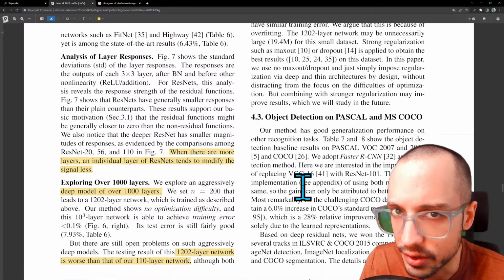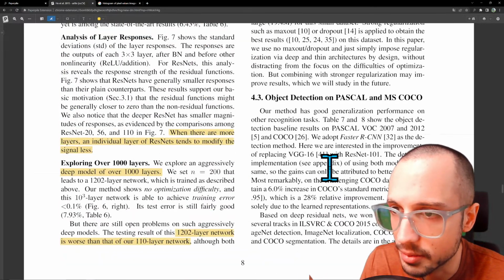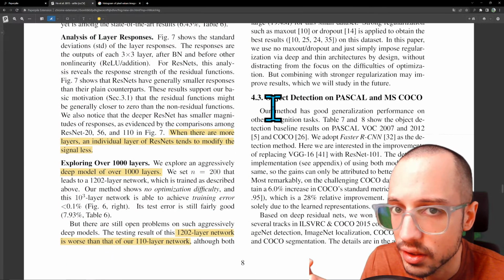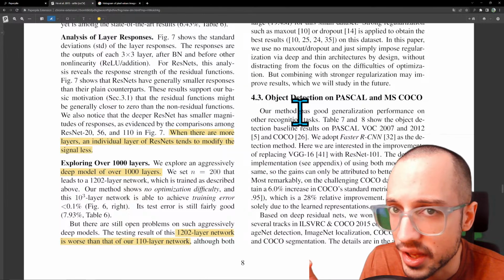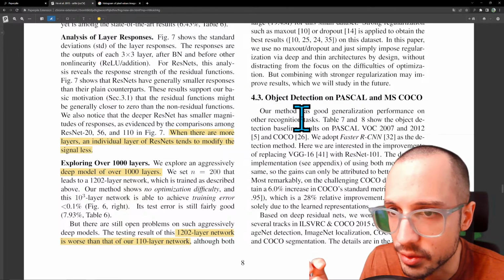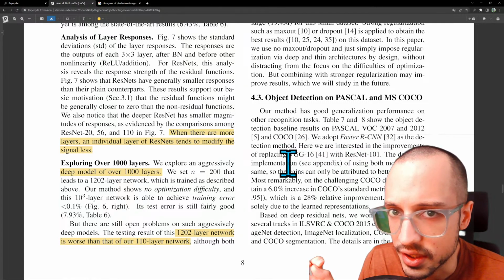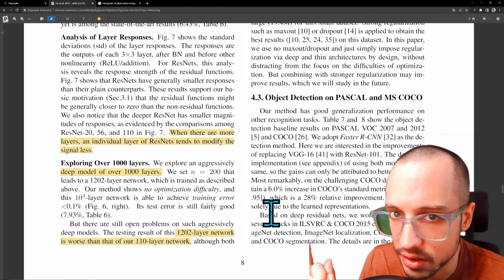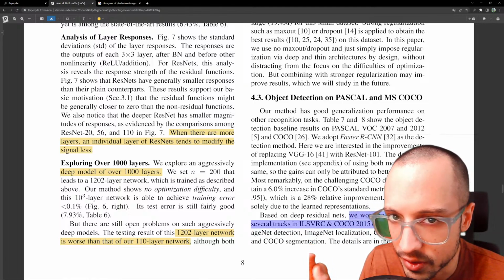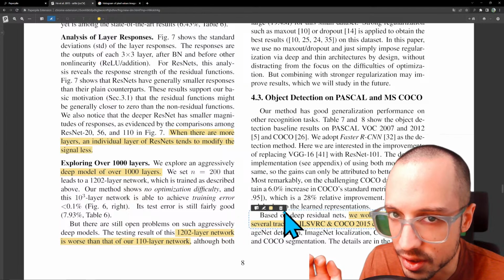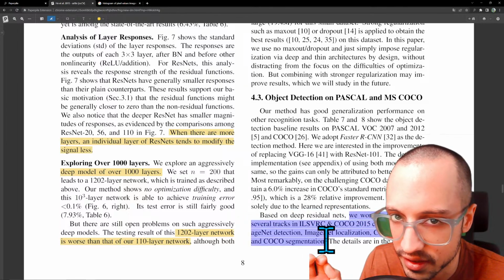Okay, and here they're basically going to give you the results on object detection. Our method has good generalization performance on other recognition tasks. Here we are interested in mean average precision. We won first place in the COCO and ILSVRC. Yeah, these guys took home every single prize in 2015.